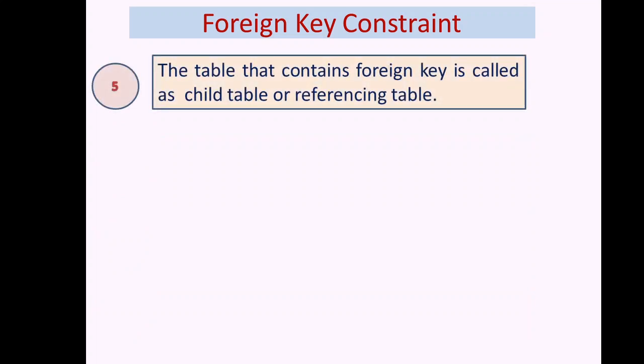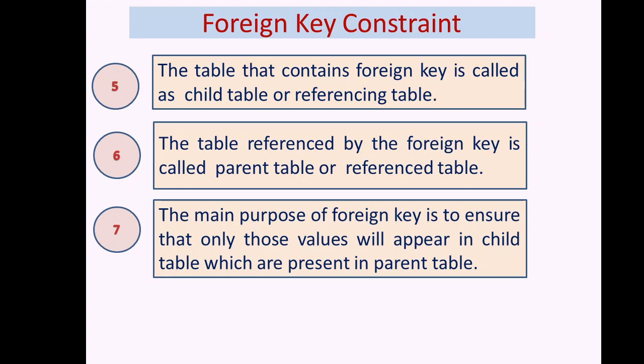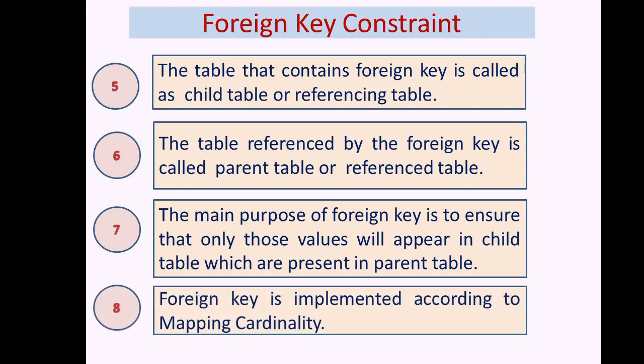The table that contains the foreign key is called a child table or referencing table. The table referenced by the foreign key is called the parent table or referenced table. The main purpose of a foreign key is to ensure that only those values will appear in the child table which are present in the parent table. Foreign key is implemented according to the mapping cardinality.